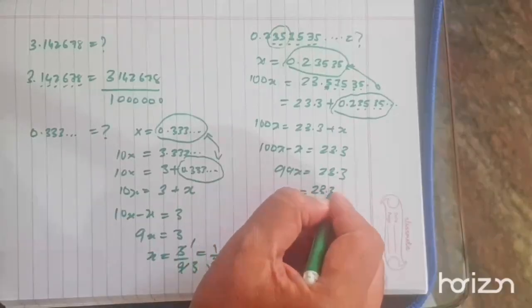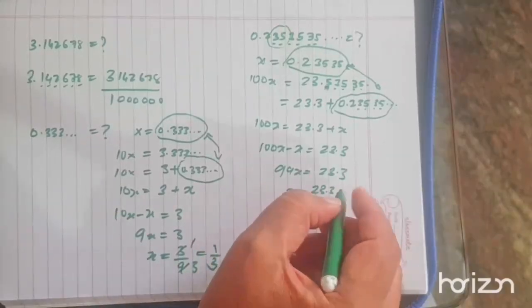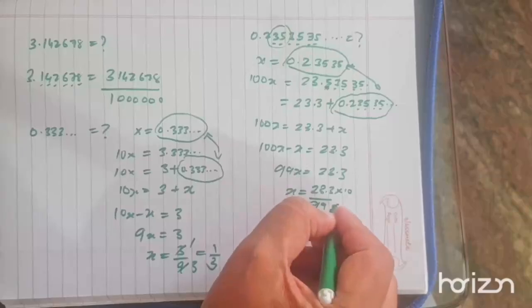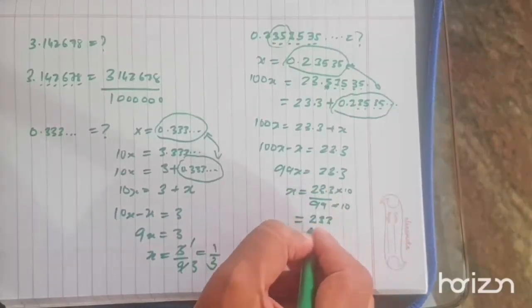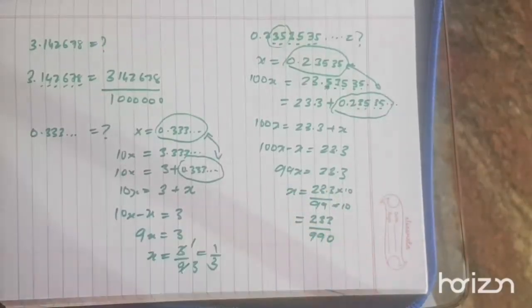divided by 99. Okay. Now to make it a p by q fraction, we can multiply the numerator and denominator by 10, giving us 233 by 990. Okay. So this is the fraction.